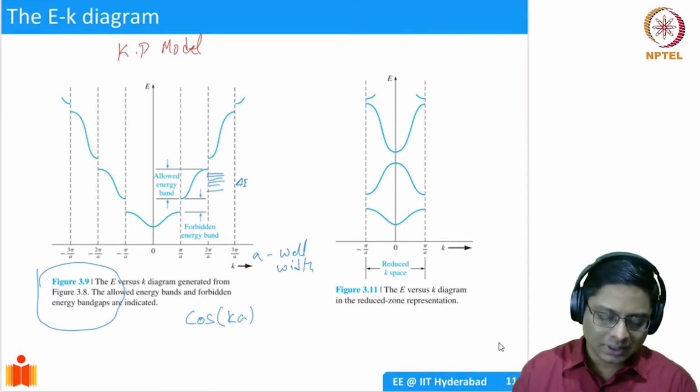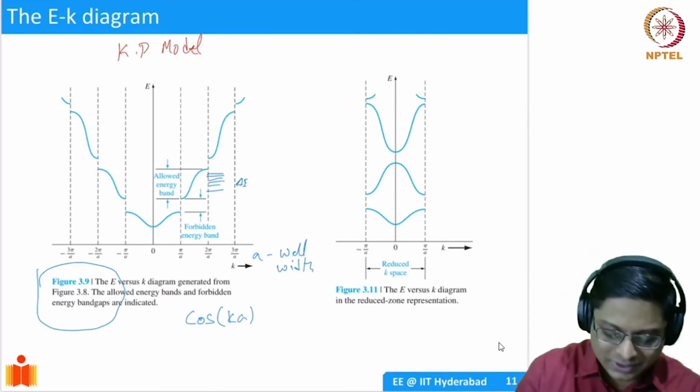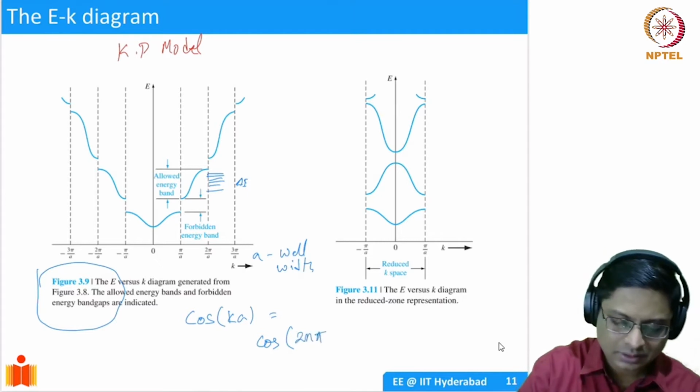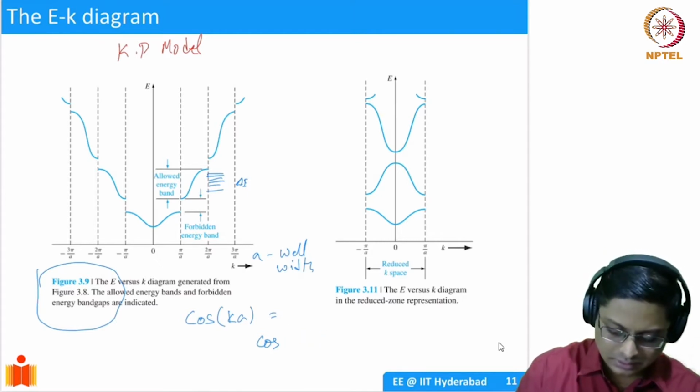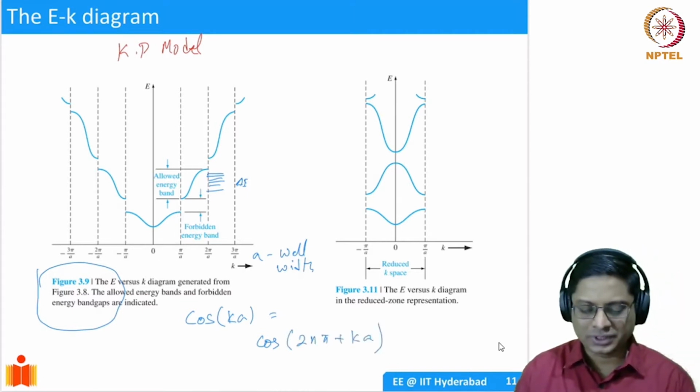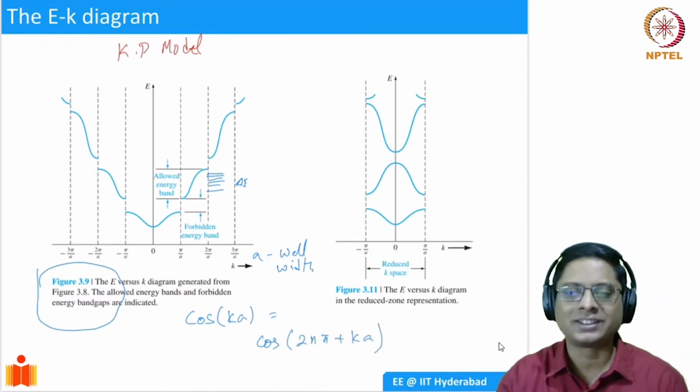It turns out that they have a dependence of cos ka, and we know that this is equal to cos(2nπ + ka). That means if I add and subtract 2π, it's not going to change.